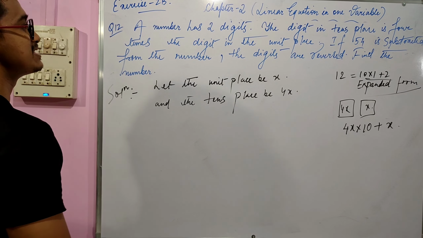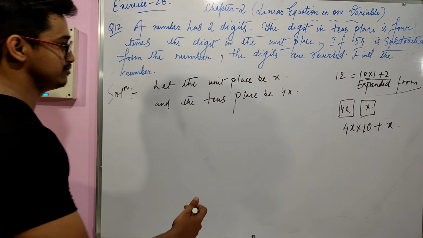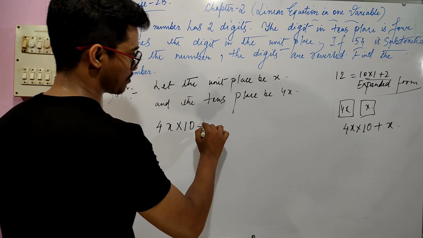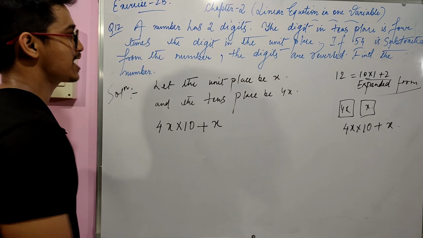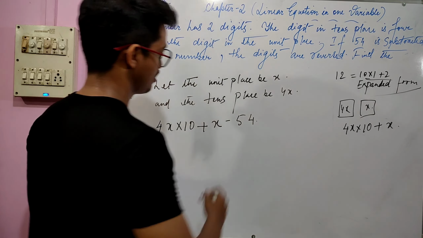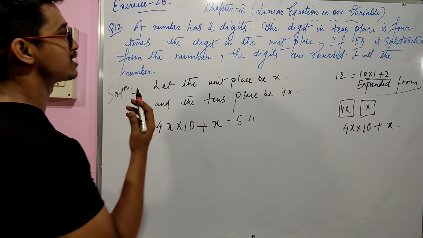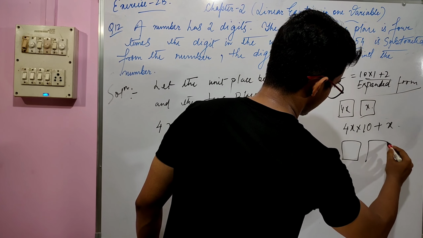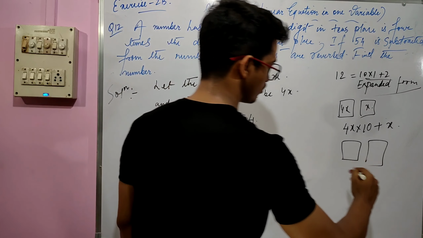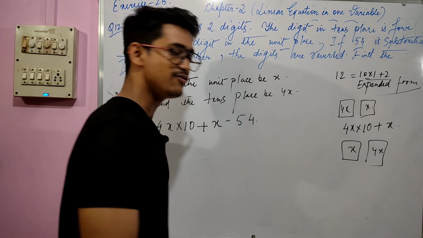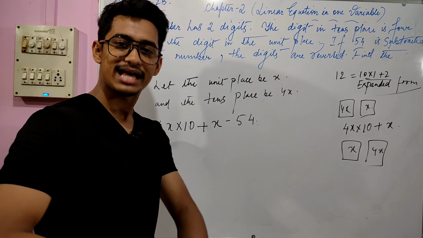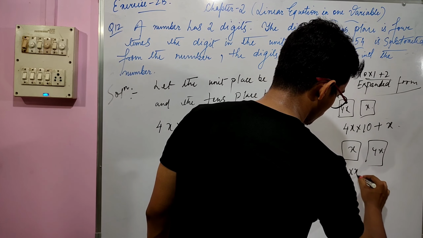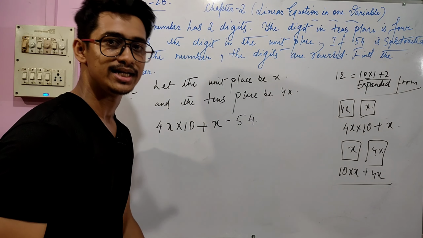So what is the statement? If 54 is subtracted from the number, so 4x into 10 plus x minus 54, then the digits are reversed. Digits reversed means the digits were 4x and x, and now the digits are x and 4x. We can expand this too: 10 into x plus 4x.